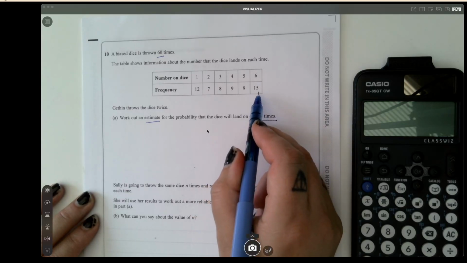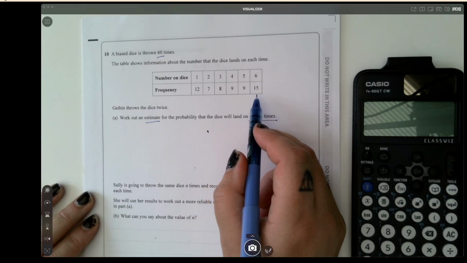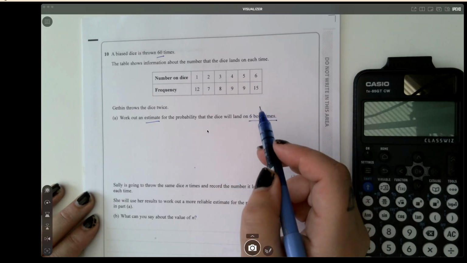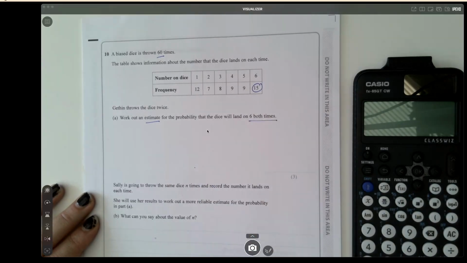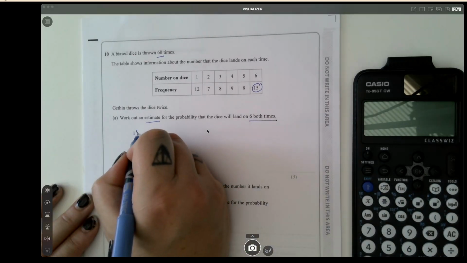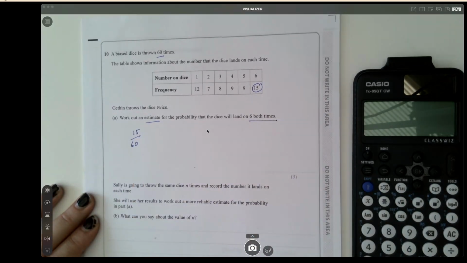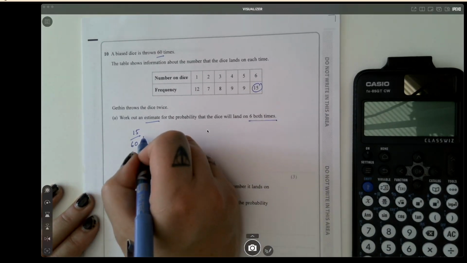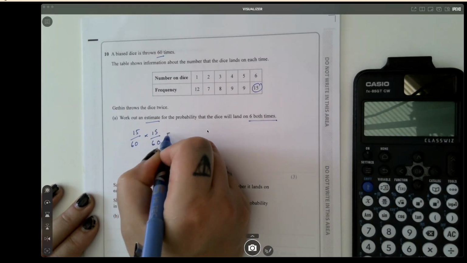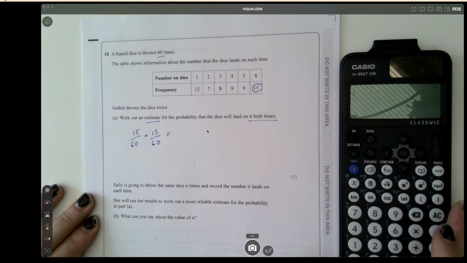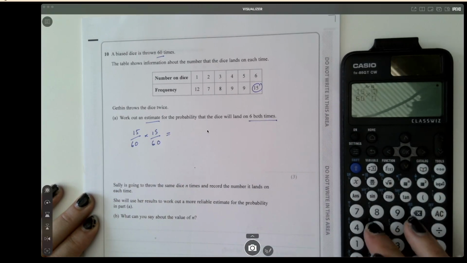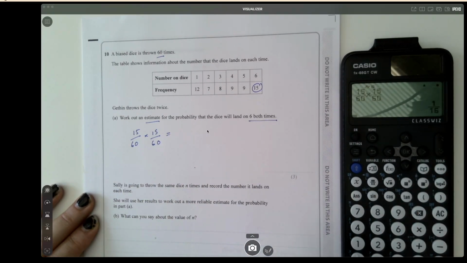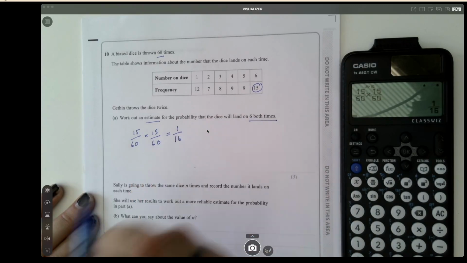So the first thing we need to do is find the relative frequency that the dice is going to land on a 6. So if it's thrown 60 times, 15 of those times it landed on a 6. So it would be 15 out of 60 for the relative frequency. And if we want it to land on a 6 both times, then we would multiply that frequency together. So 15 over 60 multiplied by 15 over 60 is equal to 1 over 16.